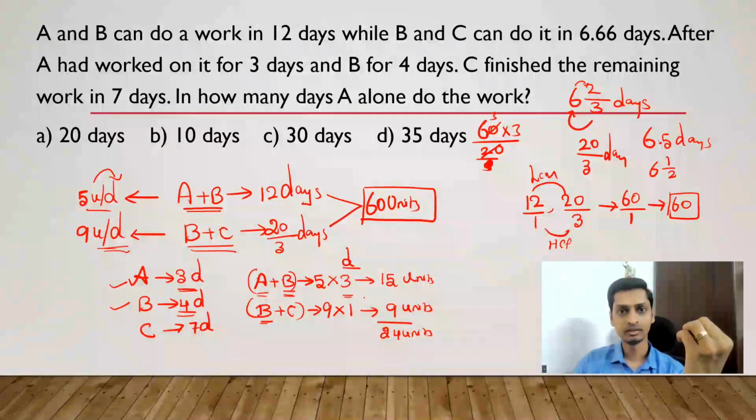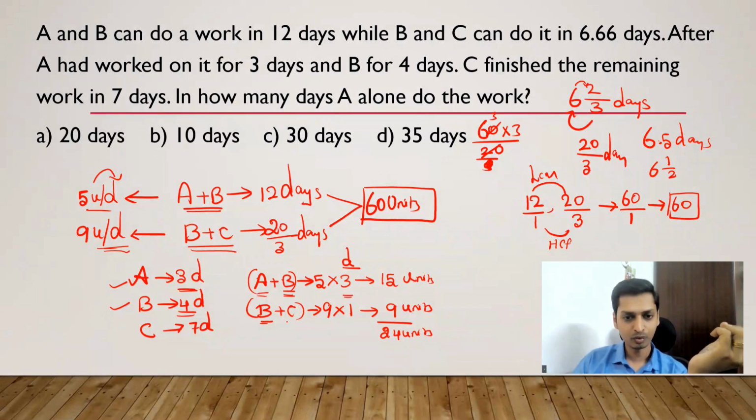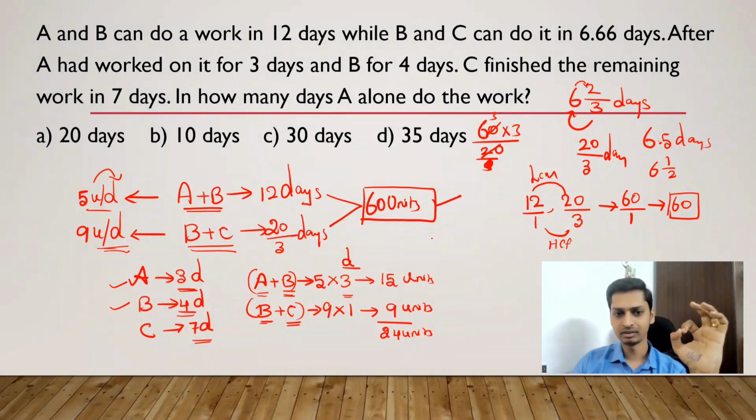Now look at C. C already worked for 1 day, right? So C already worked for 1 day. Now C has to work for the remaining 6 days. As per our question, they have to complete 60 units in total.